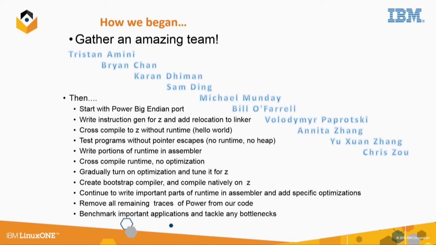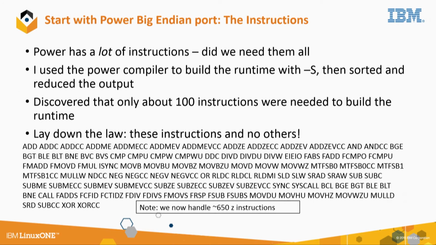Cross-compile with the runtime, but with no optimization. Gradually turn on optimization. Gradually tune it for Z. Create a bootstrap compiler and finally start running on Z. And continue to write important parts of the runtime in assembler and add specific optimizations. So, in fact, Michael's going to tell you a little bit about that. Remove all the traces of Power and then benchmark important applications. So we've been through all of that, and it's an ongoing process. And I'm going to break out a couple of them.